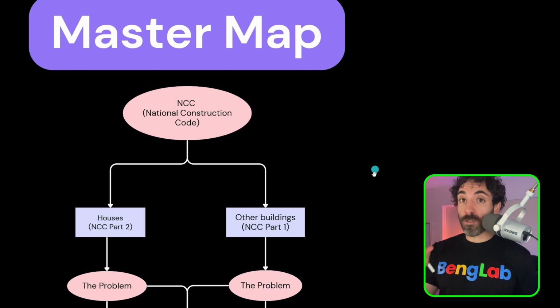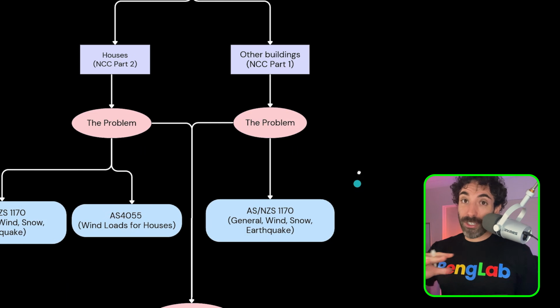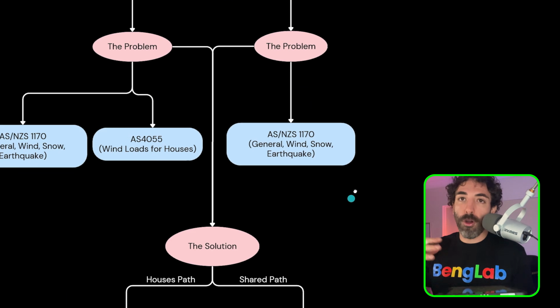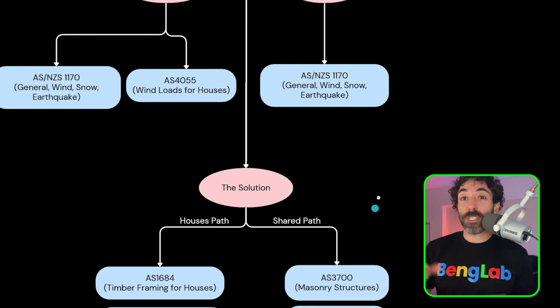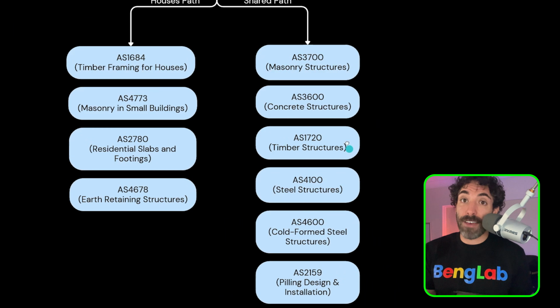And with that, our load path is complete. We've taken the problem, which is the loads from AS 1170. We designed a solution, which is the skeleton, and we designed that solution using AS 1684, 4100, 3600, and transferred all the loads into the ground using AS 2870. That is the master map of how these standards connect. It's not just a random list of codes anymore. You can now see the logic. Every standard has its place, and now you know why and when we use them.